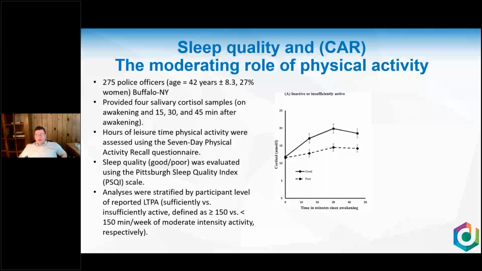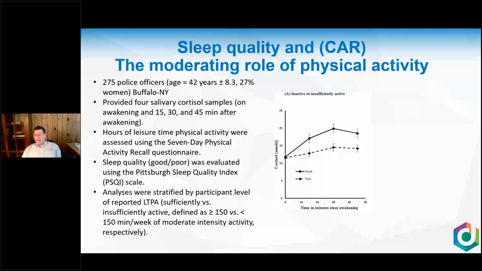And they also asked them about their hours of leisure time physical activity based on a 7-day physical activity questionnaire. And they looked at their sleep quality, and essentially what they showed, and this is the group of individuals who generally said that they were either inactive or very low active, is that those whose sleep quality was good had a robust cortisol awakening response. And those who had poor quality sleep, and this is very typical, even one night of poor quality sleep can dampen the cortisol awakening response. But you can see here that there's a big significant difference, almost a really flat curve.